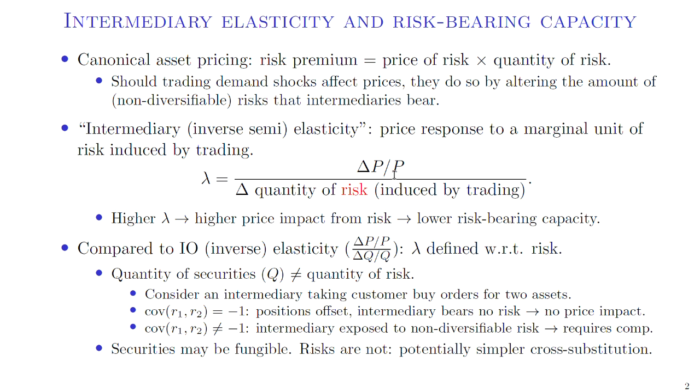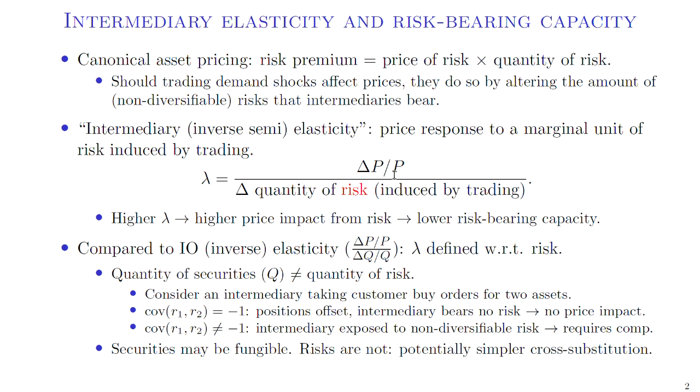Let's consider an intermediary. You have two customers, and the two customers are submitting buy orders for two assets. If these two assets are perfectly negatively correlated, then the intermediary can really offset the risk, and effectively the intermediary takes no risk. On the other hand, if they were not perfectly correlated, then the intermediaries are exposed to non-diversifiable risk, and this requires compensation.